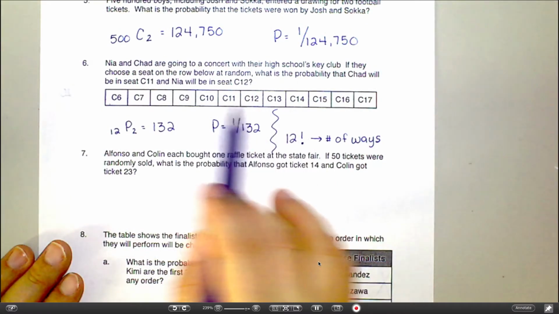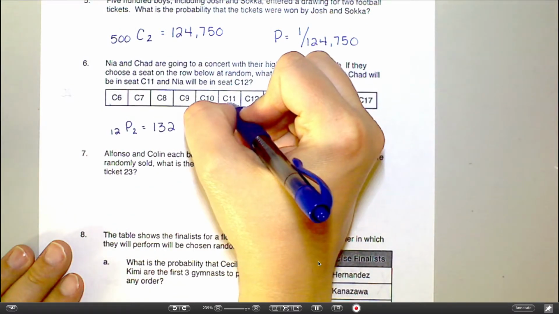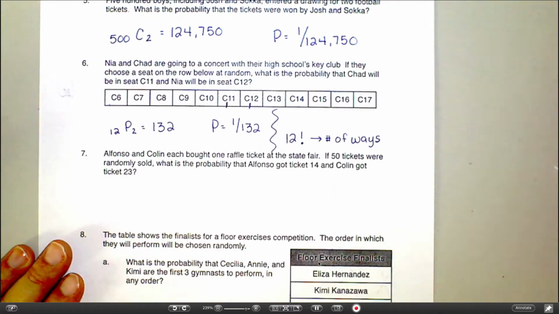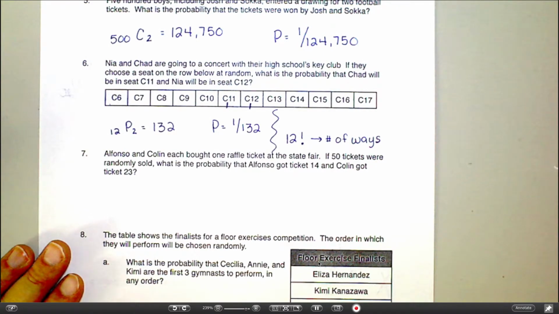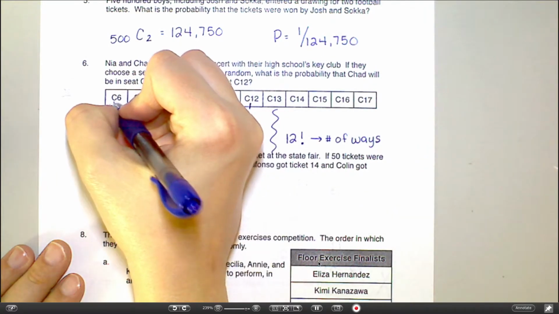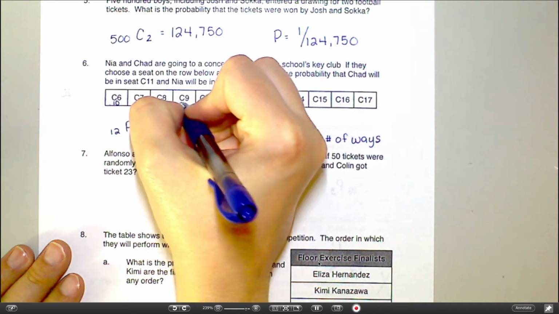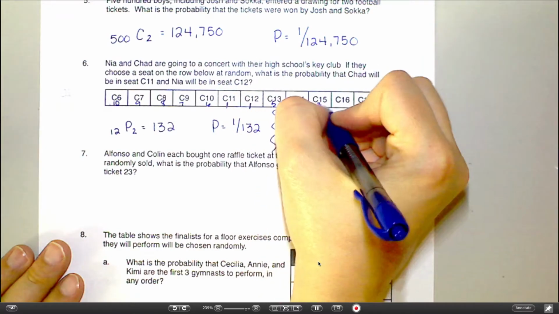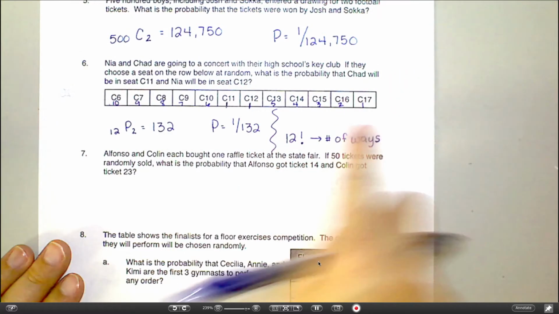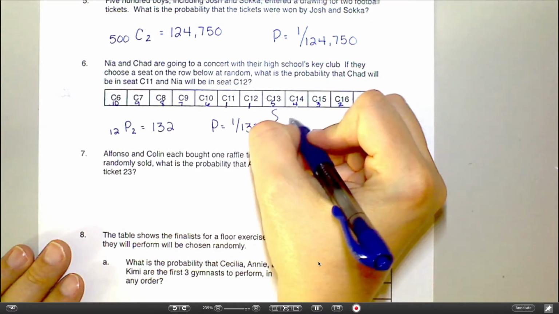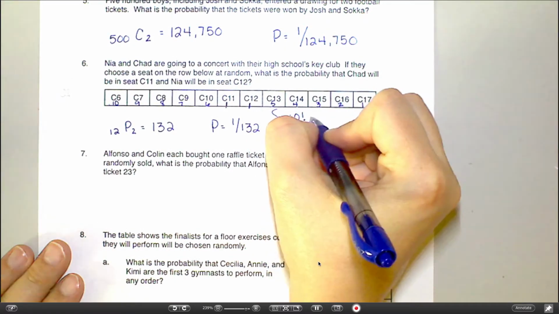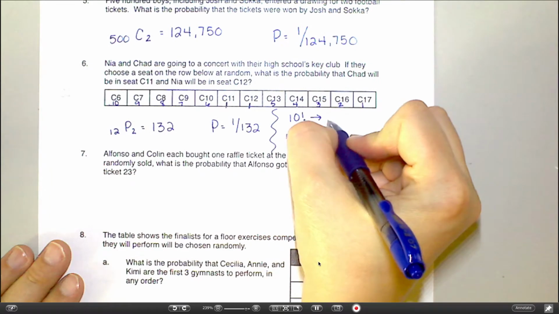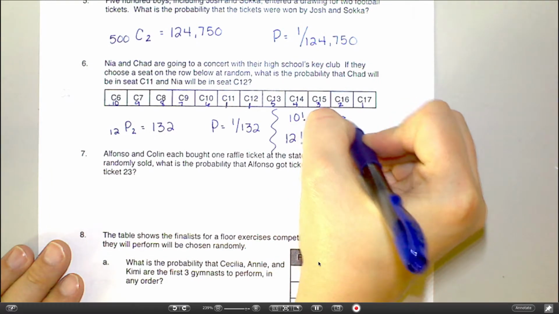Now, if I say I want Chad in this seat, there's only one possible person I can put there. And if I want Nia in this seat, there's only one possible person I can put there. So how many students do I have left? 10. And so for the rest of the seats, I have 10 students that could go here, 9 here, 8 here, 7 here, and so on, right? So what's that really going to equal? That's going to end up being 10 factorial, yep. So there would be 10 factorial ways to arrange everybody else. If I put Chad and Nia in the seats we want them, there's 10 factorial ways to get everyone else around.